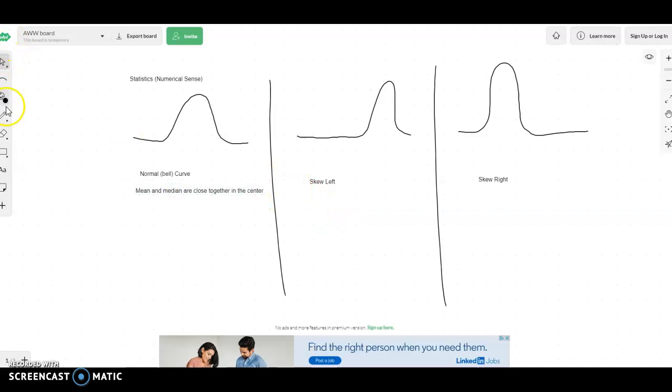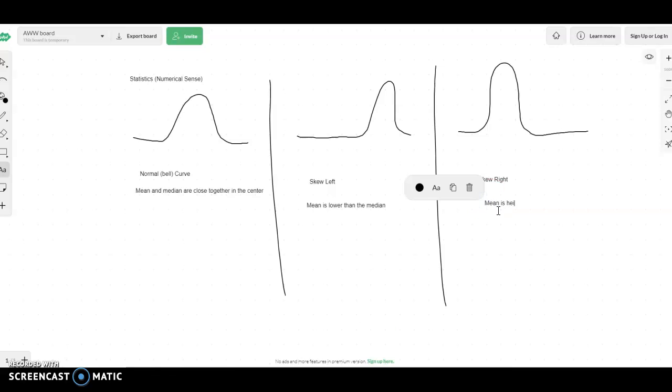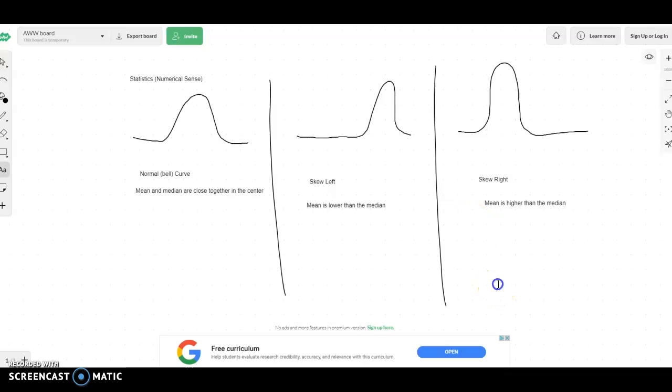Okay, with skew left, a little bit different there. Skew left, the mean is lower than the median. Because of that, the outliers are pulling that mean towards the tail. So obviously with skew right, the mean is higher than the median. Again, the outliers are pulling it. So we have three different types of graphs. You'll be asked to identify, where's the mean, where's the median, all of that good information, as well as is there a skew? If there is a skew, what direction is it going?